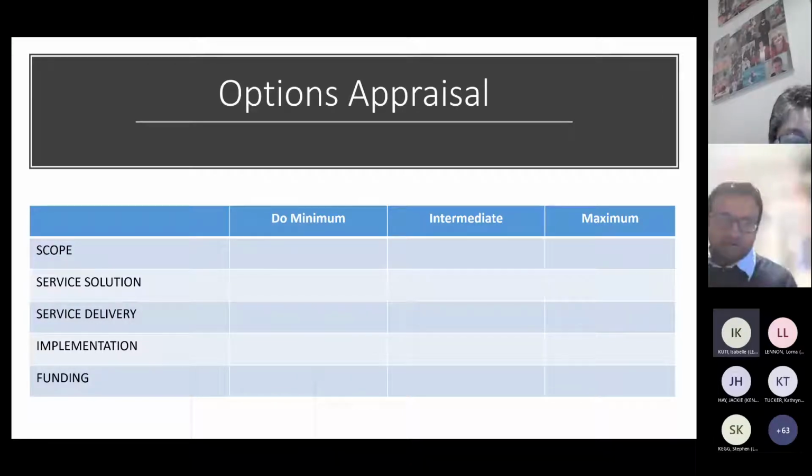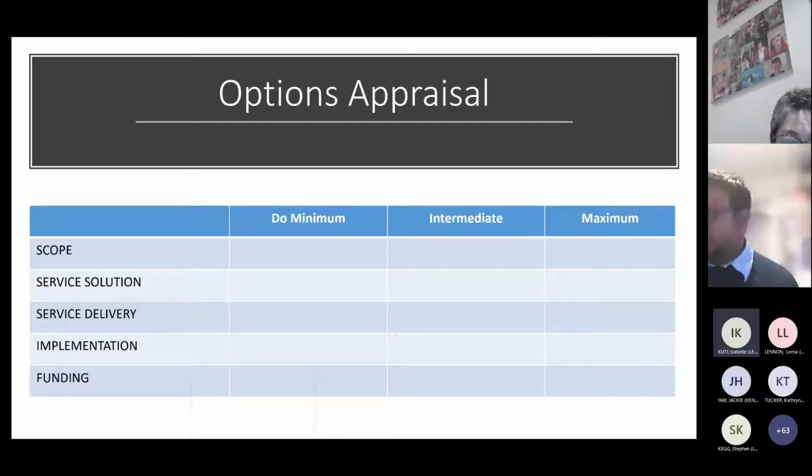The service solution, well, maximum is not an option. We can't do all 3 at the same time. We haven't got the capacity to do that. Intermediate, we may be able to do some stuff at the same time. But ideally our preferred is to do the minimum, which is do it stage by stage. You work out what's a definite no-goer, what's a potential, and what's your preferred option. That way you can evaluate it in that particular way.